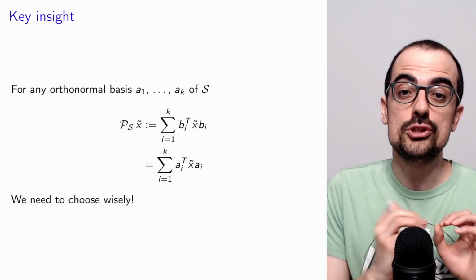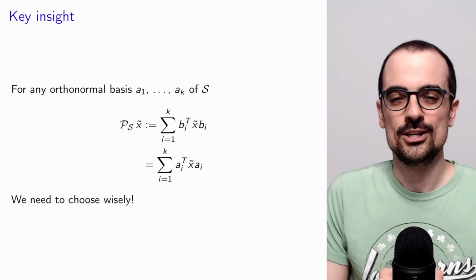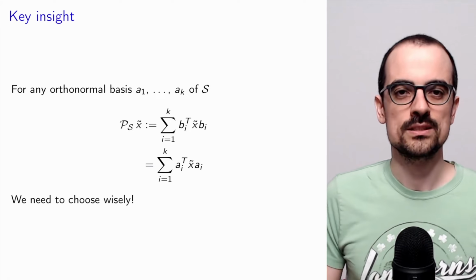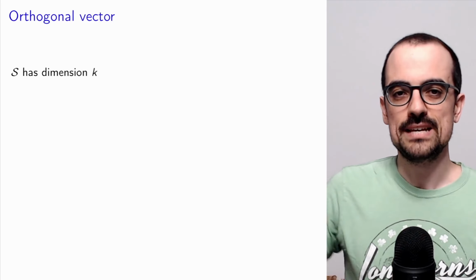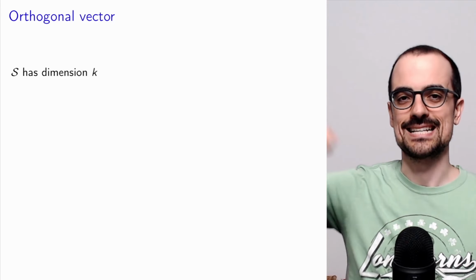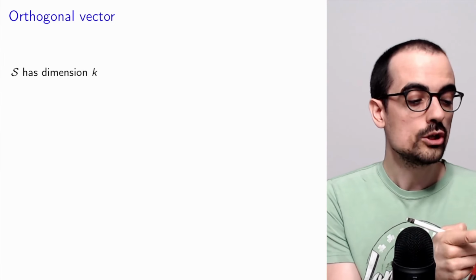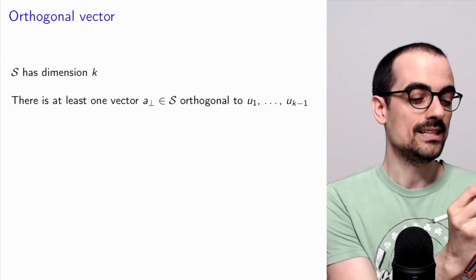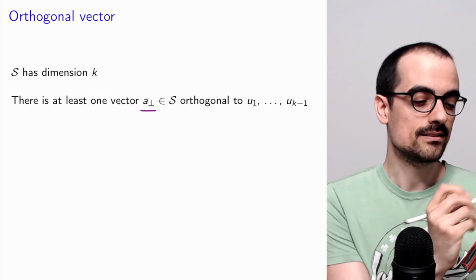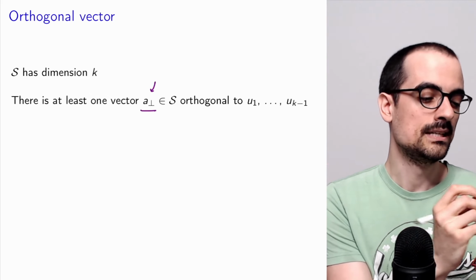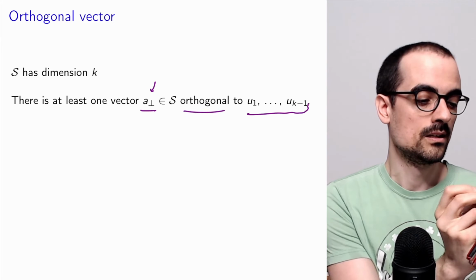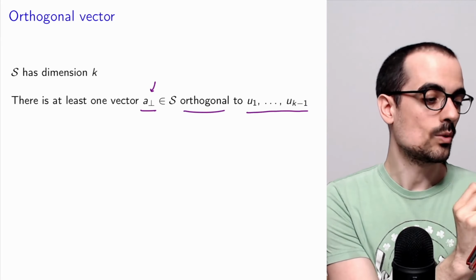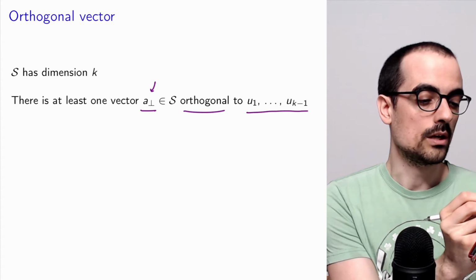And now we can choose this basis wisely to prove the result that we want to prove. How do we choose this wisely? Well, if this subspace S has dimension k, we're going to be able to find at least one vector, that I'm going to call a perp, that is orthogonal to the first k minus 1 principal directions. What is my agenda here? Well, you will see in a moment.